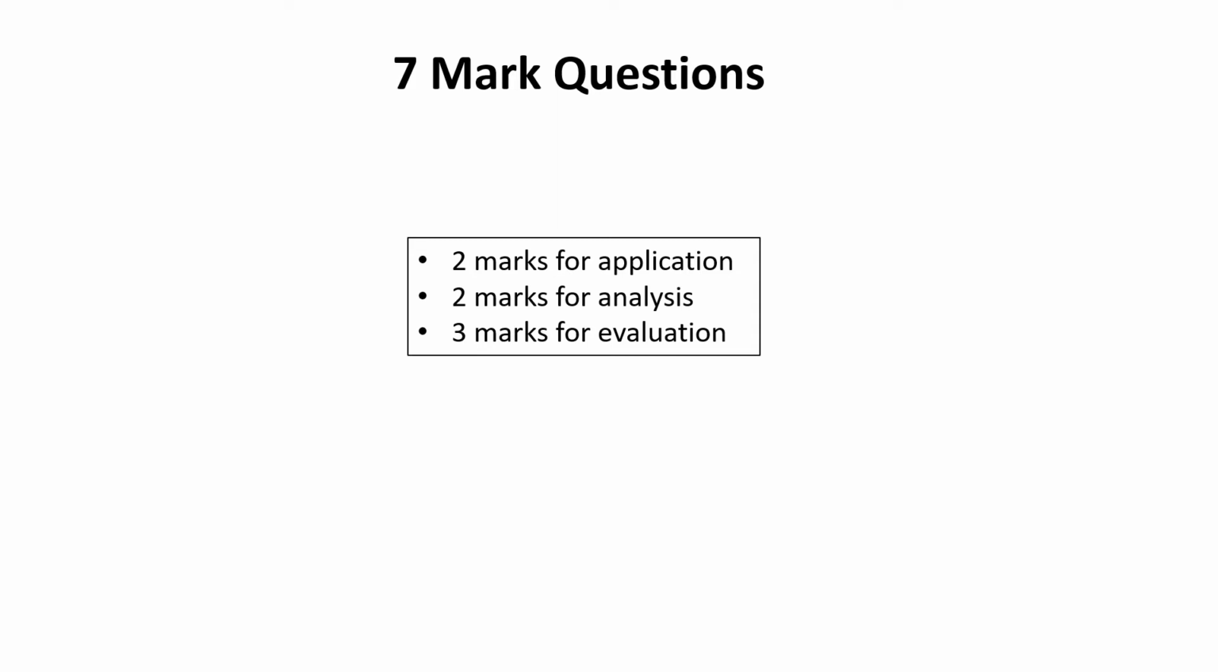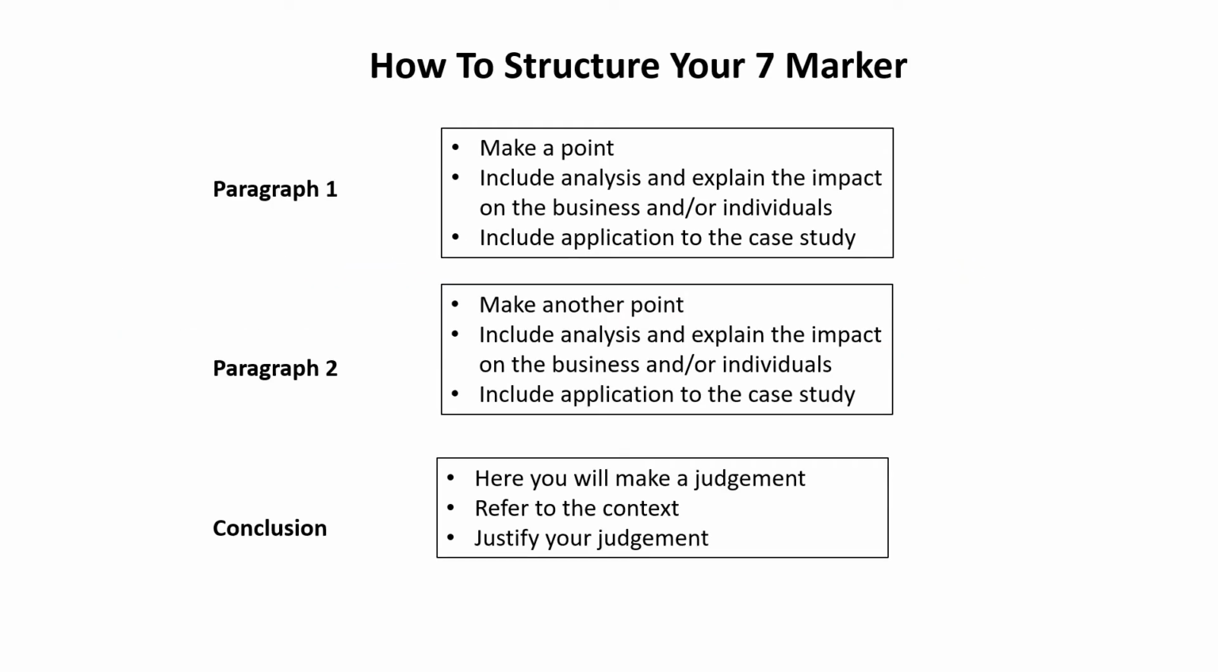You should also note for the 7 marker that no definition is required. Examiners want to see a clearly structured answer. So you might want to lay out your 7 marker as follows. Paragraph 1, you make a point, you include analysis and explain the impact on the business and/or individuals, and you include application to the case study. Your second paragraph, you make another point, include analysis and explain the impact on the business and/or the individuals, and again link to the case study.